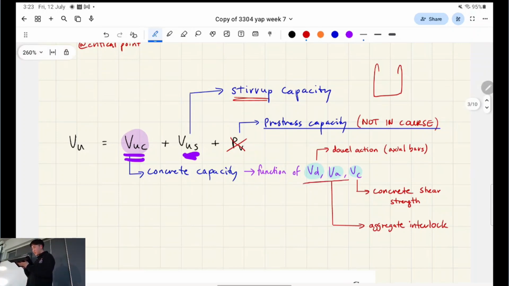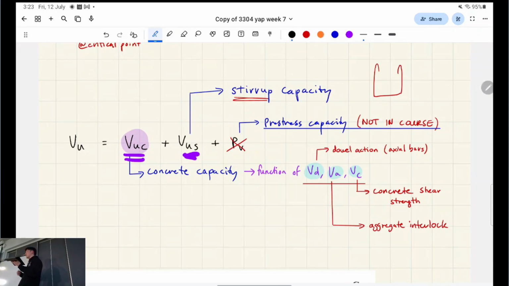But basically the concrete capacity can be derived further, split up into 3 additional components, right? It's called the dowel action, which is D, the aggregate interlock, which is A, and then the concrete itself, the shear strength contributed by the concrete material itself. So let me just briefly explain what these are.